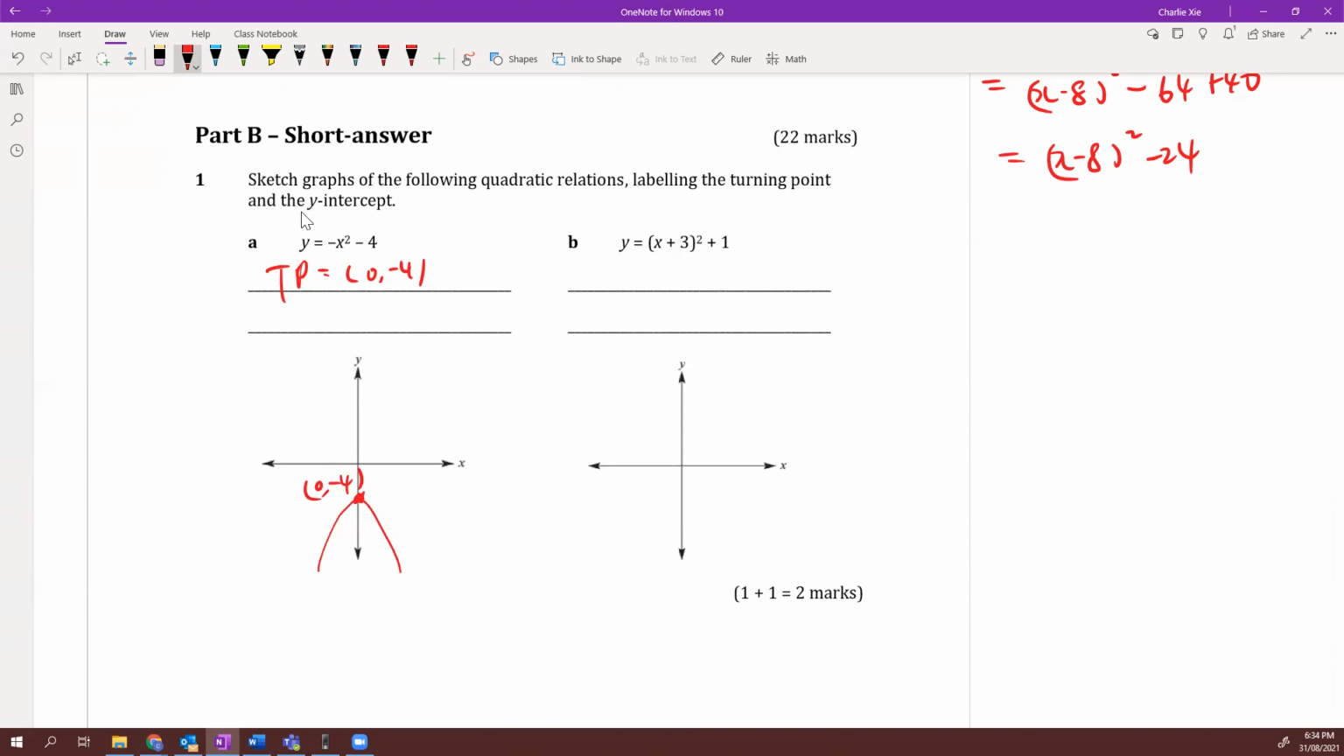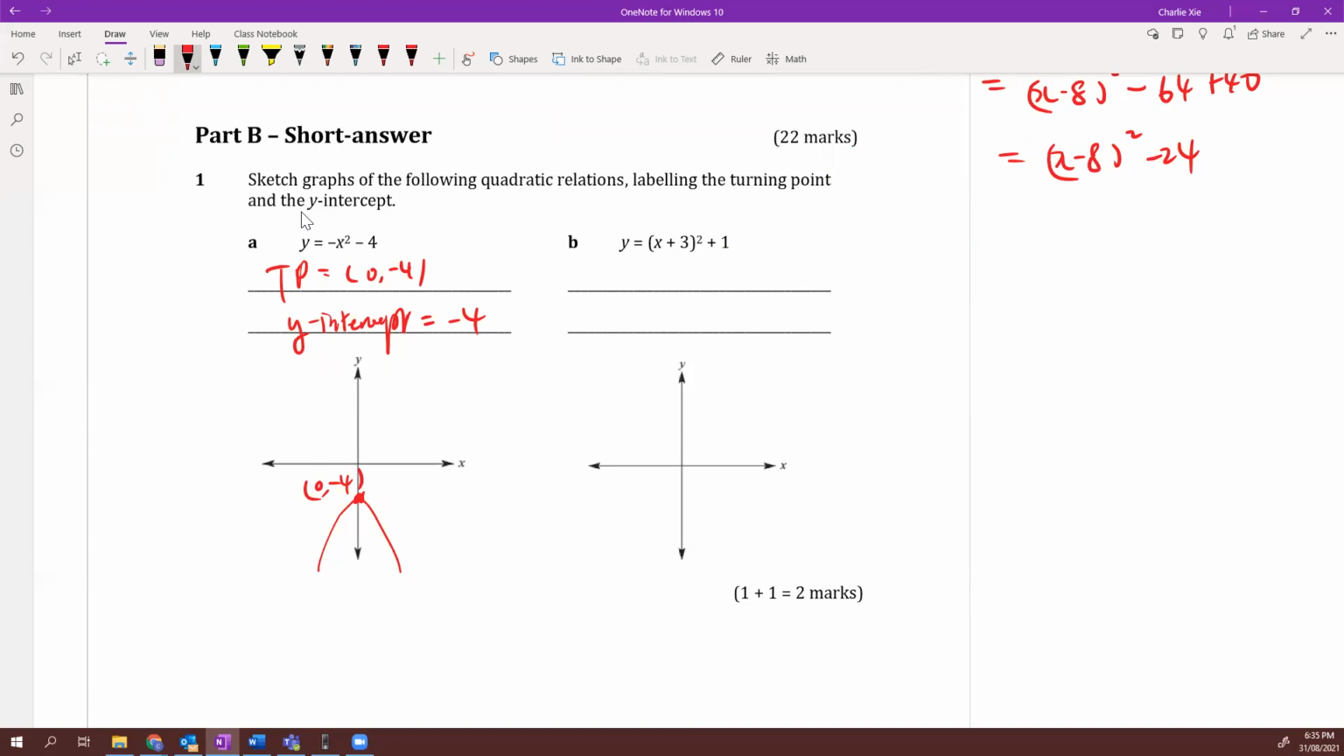And your y-intercept is actually 0, -4 as well. Okay. You can write it as that. You could also write it as -4. So both are fine as a coordinate pair or as -4. Okay. Next one.